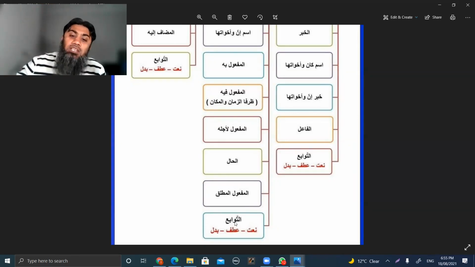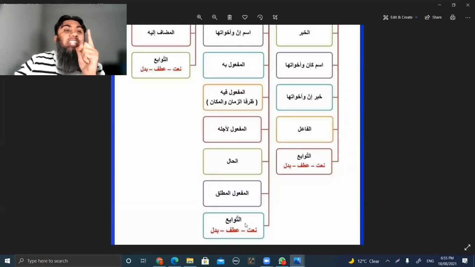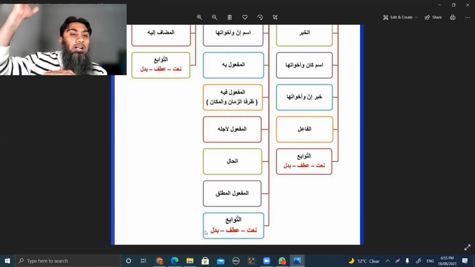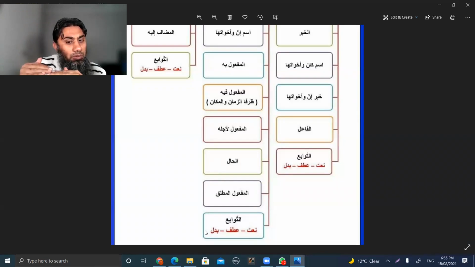And the last one is the same, at-tawabe. At-tawabe means what? Followers, which means that if something came as a mawsuf in nasab status, the sifa will be in nasab status. If something came before waw in nasab status, what will come after waw will be in nasab status. As in ihdina sirata al mustaqima, then sirata allazina. You see, because the first sirata was nasab, the second sirata was also nasab.